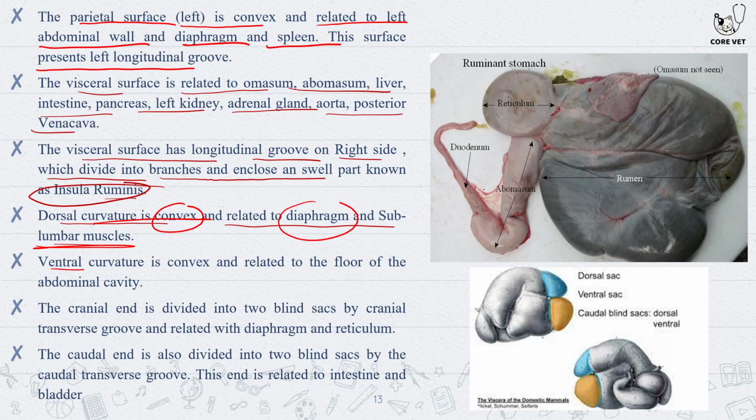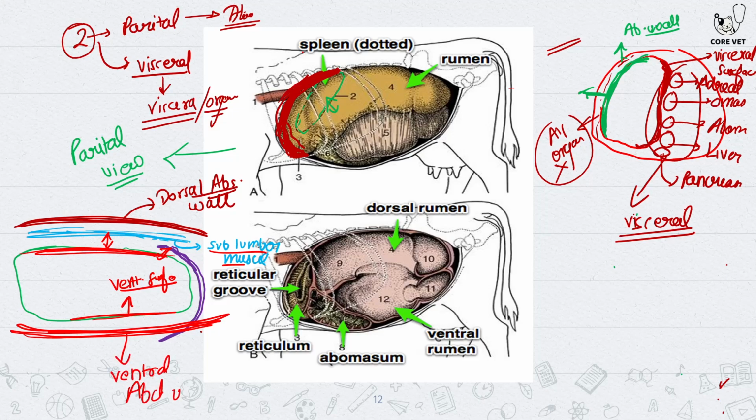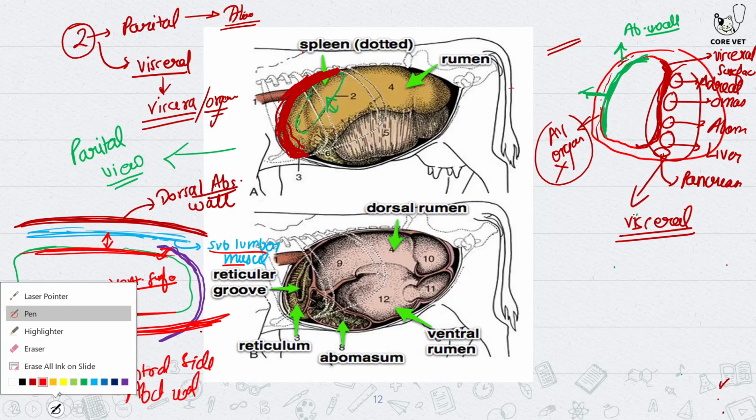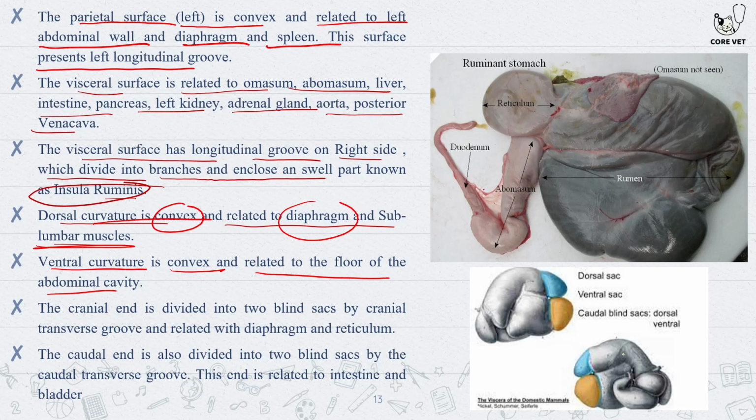Okay, so the ventral curvature is also convex, related to the floor of the abdominal cavity. How? This is the ventral wall of the abdomen. This is the ventral surface. This is the ventral abdominal wall. And the ventral curvature, which is convex, is in contact with the ventral side of the abdominal wall. Okay, this part is clear.